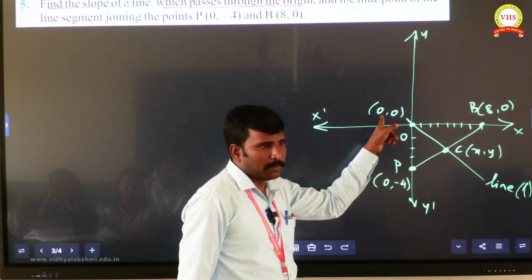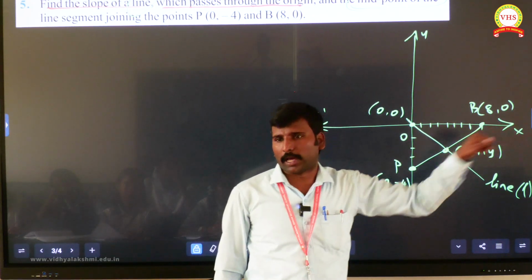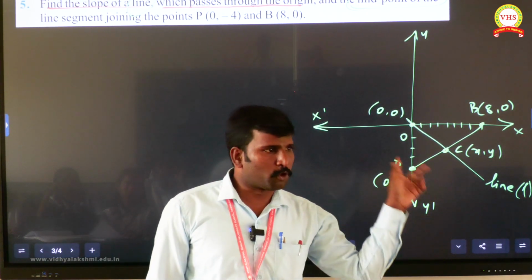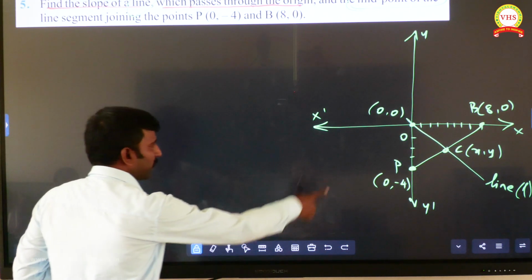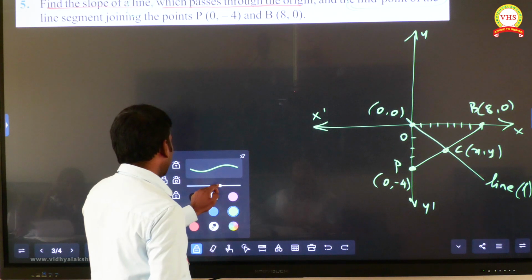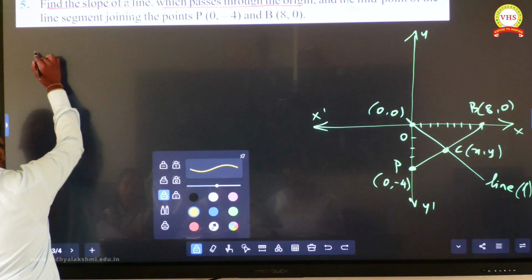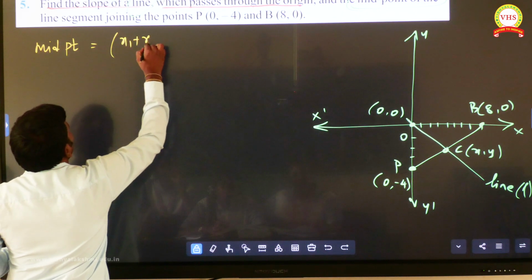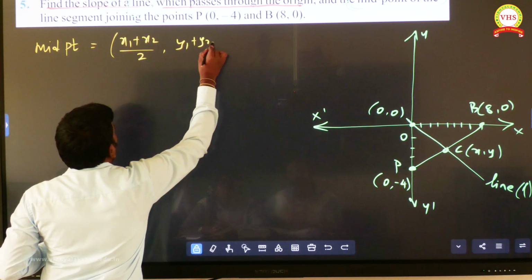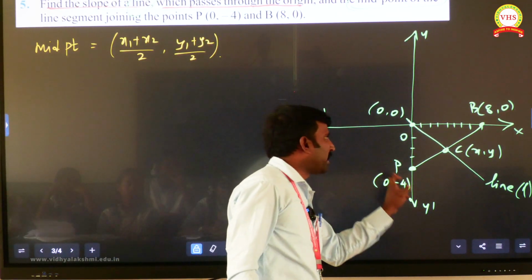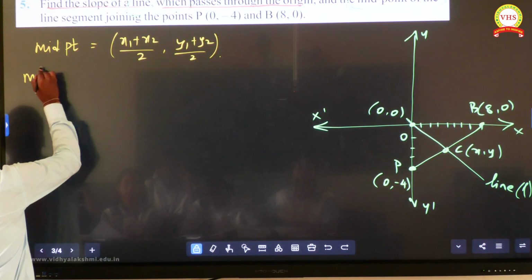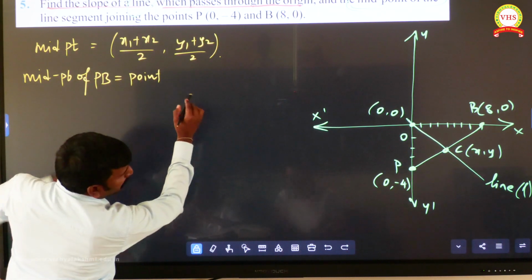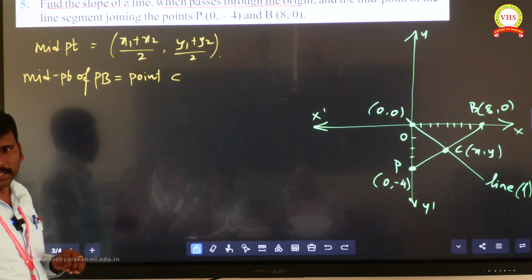Then we have one point, the origin. Am I right? One more point I have to find by using the midpoint formula. Then you will be getting point C. After getting C and O, we can apply the two-point formula. You will be getting the required slope. Understand what I am telling? Right. Now I'm going to find point C first. Before going to C, what do I need? The midpoint formula I need. So midpoint, what do I know as the midpoint formula? Yeah, x1 plus x2 divided by 2, y1 plus y2 divided by 2. What I'm going to find here is the midpoint of PB. So midpoint of PB equals the point, what is the name I took? C. Point C I will be getting. Understand?